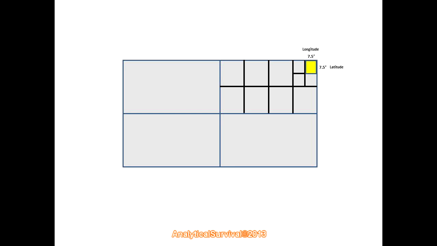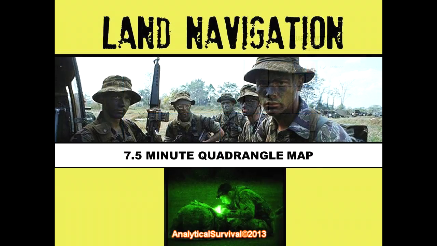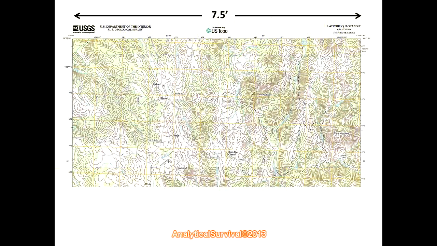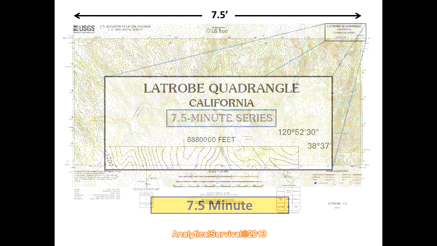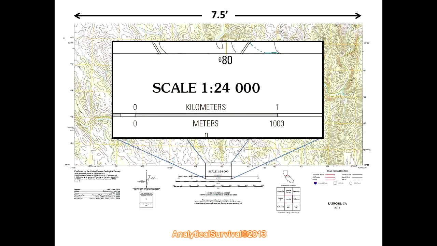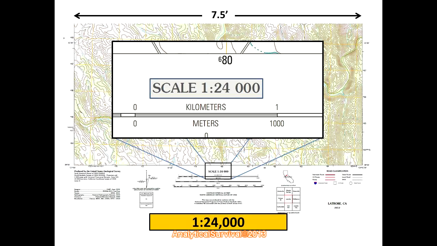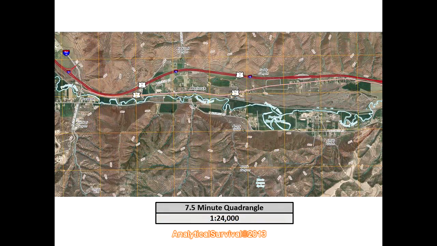And since a 7.5 minute map is created from 4 quadrants of the old 15-minute map, they are often referred to as quadrangles. Once again, we can check the size in the upper right-hand corner, and it is indeed a 7.5 minute quadrangle. Once again, the scale is at the bottom center, and it is 1 to 24,000. And you can see the detail is remarkable.